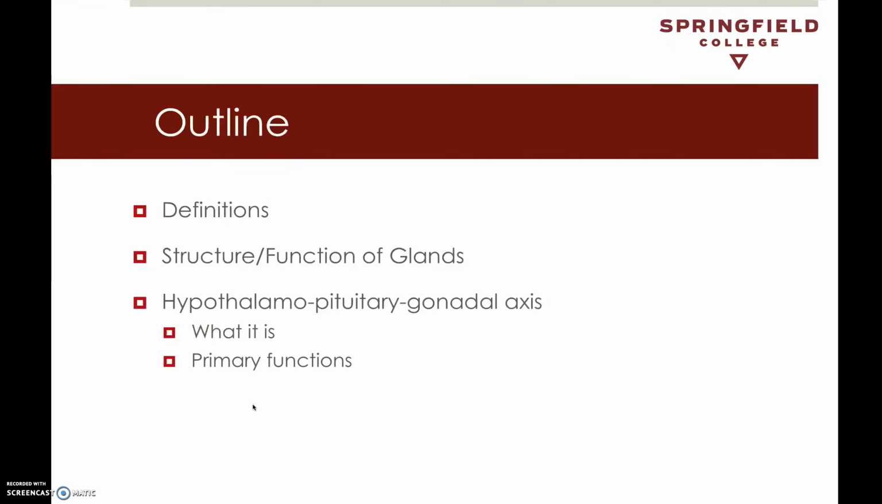Let's start with the outline. We'll talk about some definitions. We'll talk about the structure of the involved glands, and then we'll talk about the axis itself, what it is, and what its functions are.